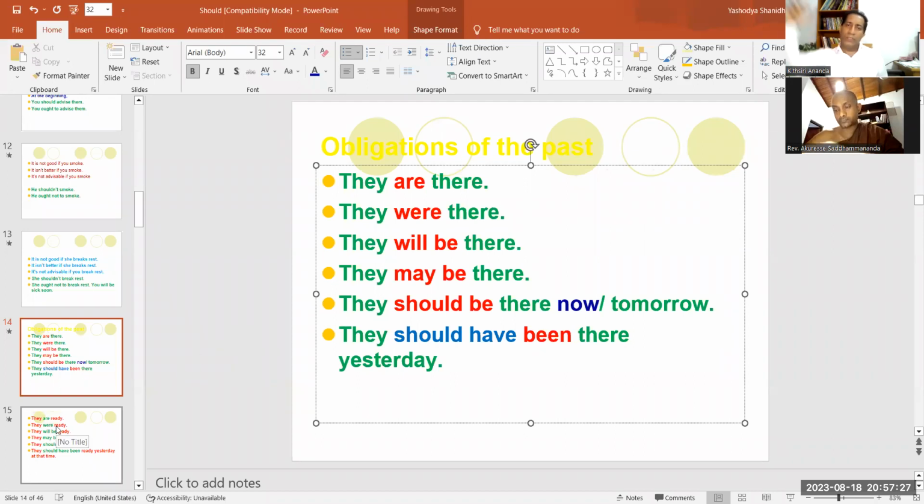Simply by looking at these very simple examples. Most of the time, just to make things clear, I take very simple examples. I don't take very long and juicy sentences.